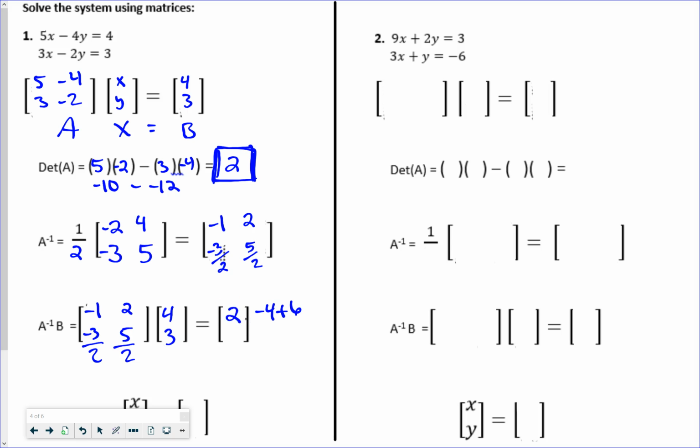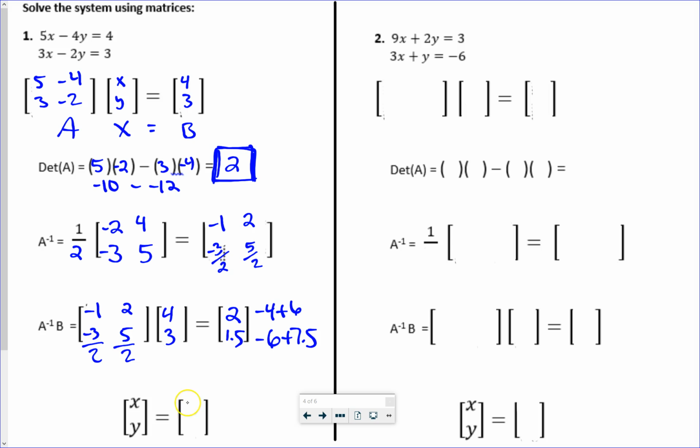Second row, first column, becomes negative 3 halves times 4, which is negative 6. Good. And then 5 halves times 3. 15 over 2, which is also 7.5. Yep. What is negative 6 plus 7.5? 1.5. Or you could also say 3 over 2. That's the same thing. So when I graph these two lines, where are they going to cross over? 2, 1.5.